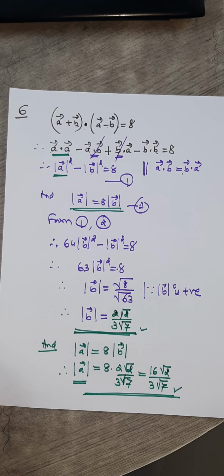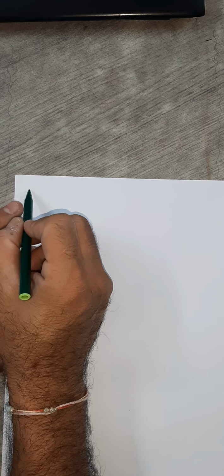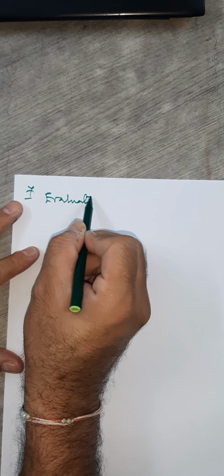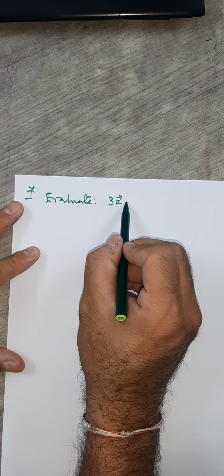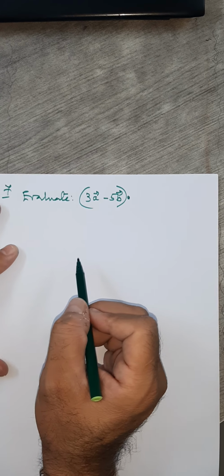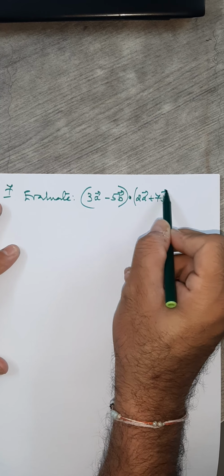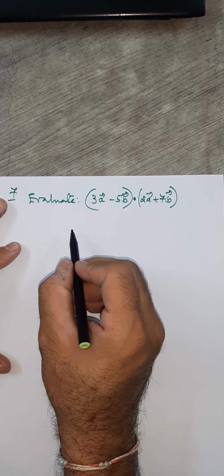Okay. Next question, question number 7. Evaluate this product. It's the same thing, you just need to use the distributive property. The question is to evaluate 3 vector A minus 5 vector B dot 2 times vector A plus 7 times vector B. Like the previous question, we'll just open the bracket.